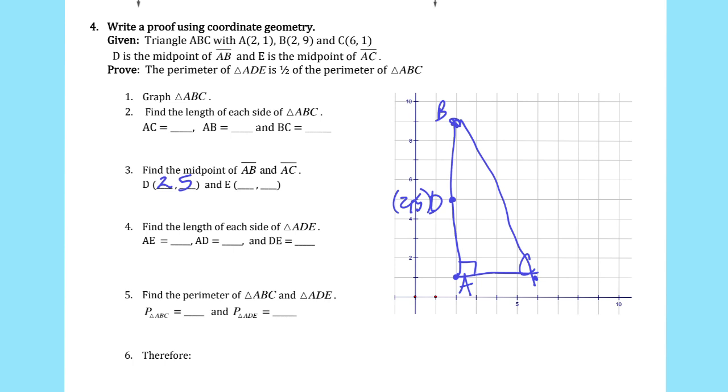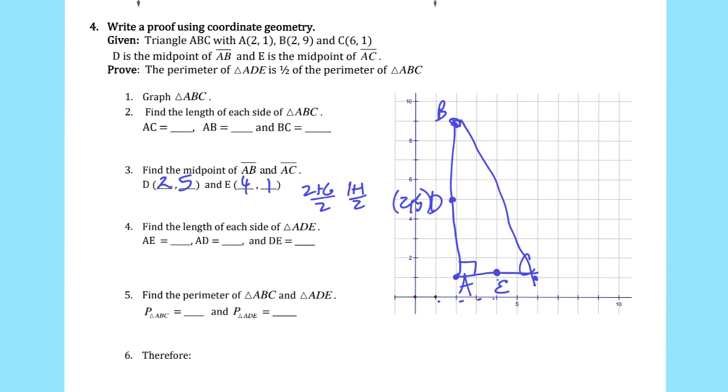Okay. Find the midpoint of AC. From A to C, we're going to go 2 plus 6 divided by 2, and 1 plus 1 divided by 2. So it was going to be 8 over 2, which is 4, and then 2 over 2, which is 1. So 4, 1. I found the midpoint of AC, 4, 1. Okay, here we go. And that is going to be E.